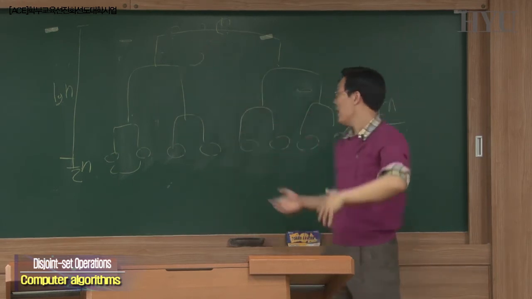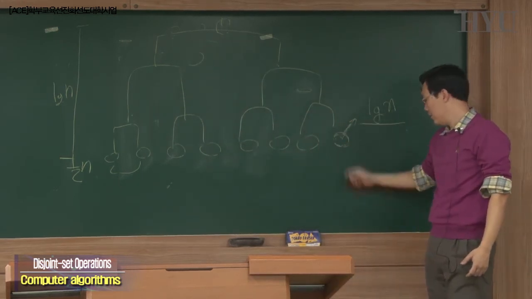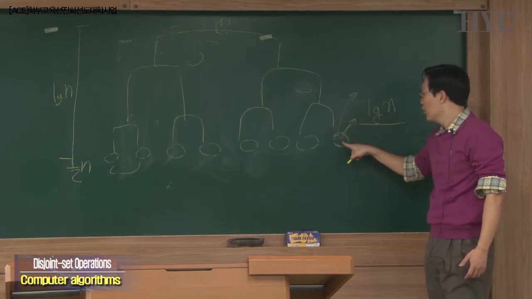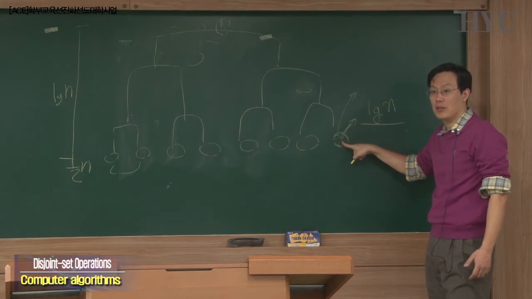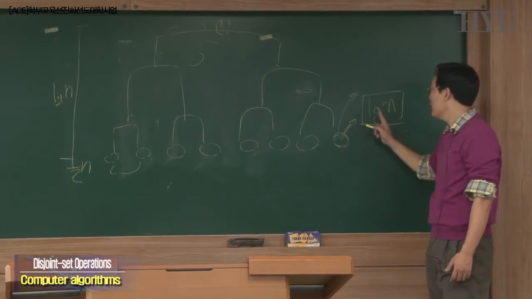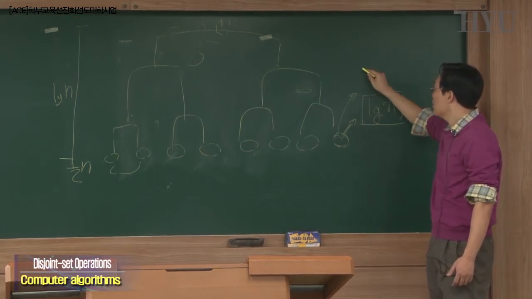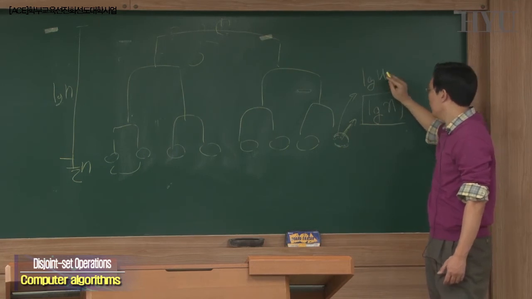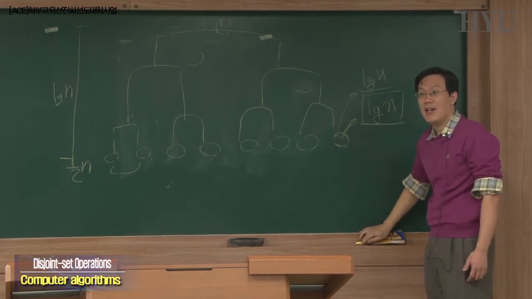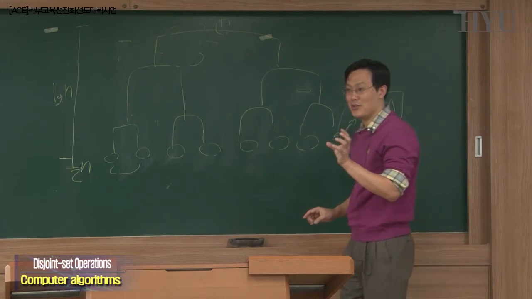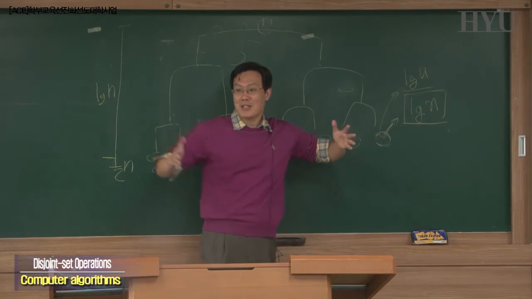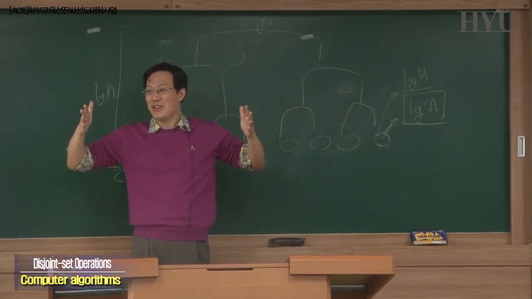Okay? Then let's count the number of representative pointer changes of this node. Then it is at most log n. Why? It means it experienced log n union operations, and every union operation makes the set double or more.